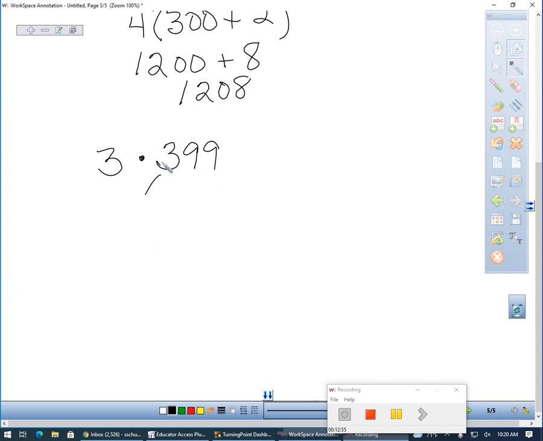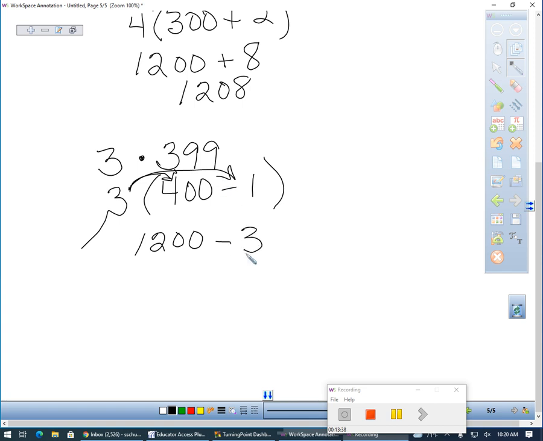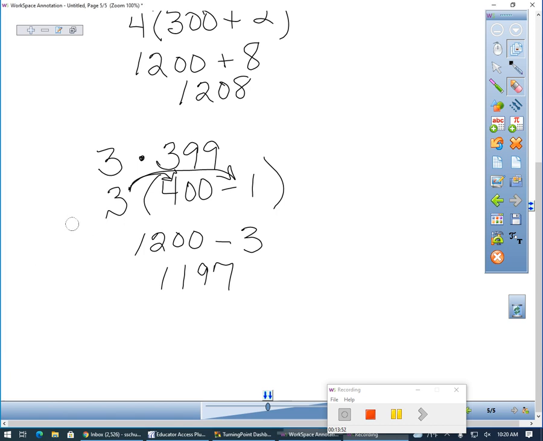Yes. So this rounds up to 400, but we take 1 off, right? So now those are easy things for us to multiply. 3 times 400, 1,200, and then 3 times negative 1, minus 3. And what's 1,200 minus 3? There we go. That's okay. All right. So what we want to do is round it to something easy for us to do in our head. Okay.